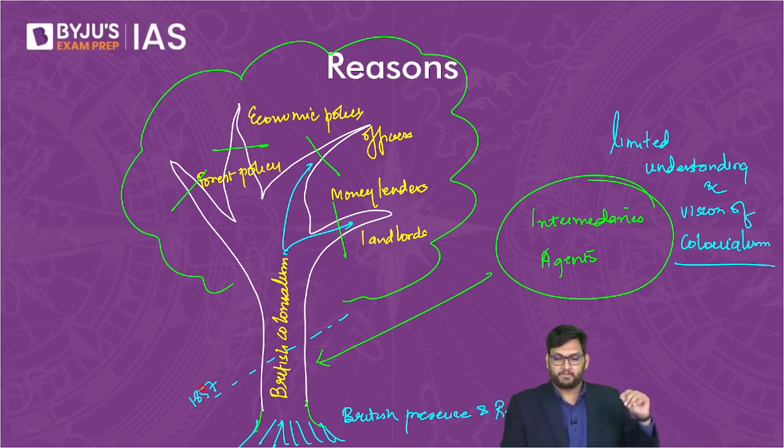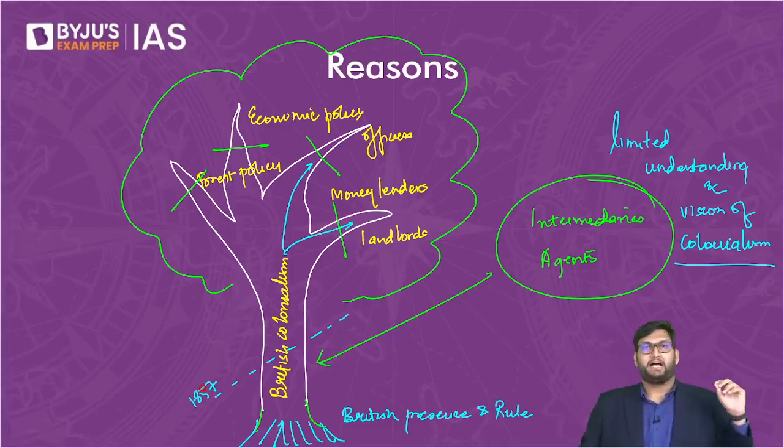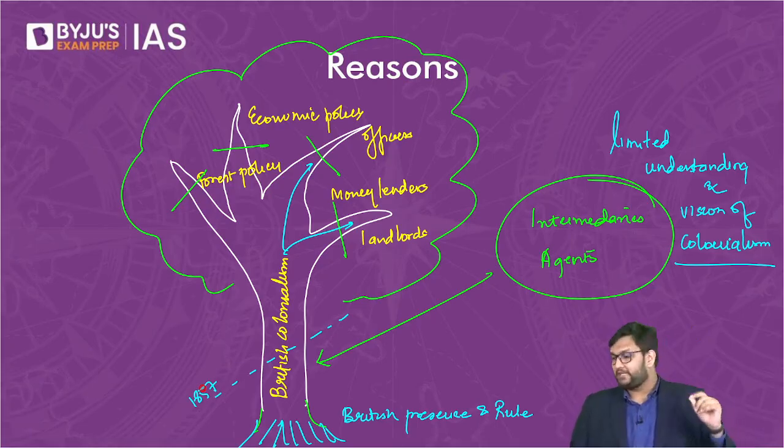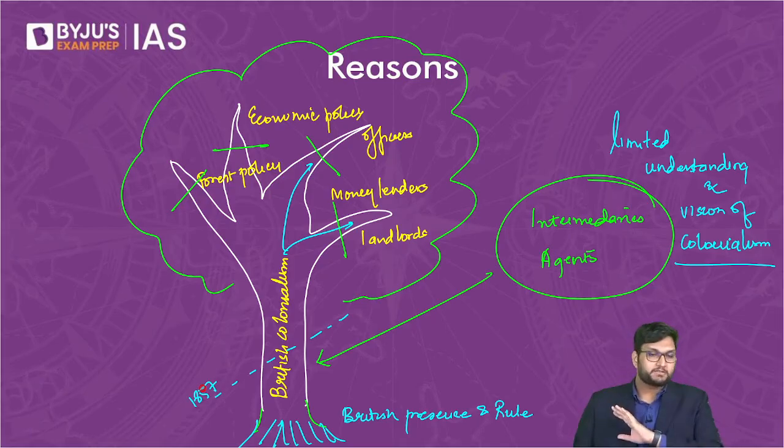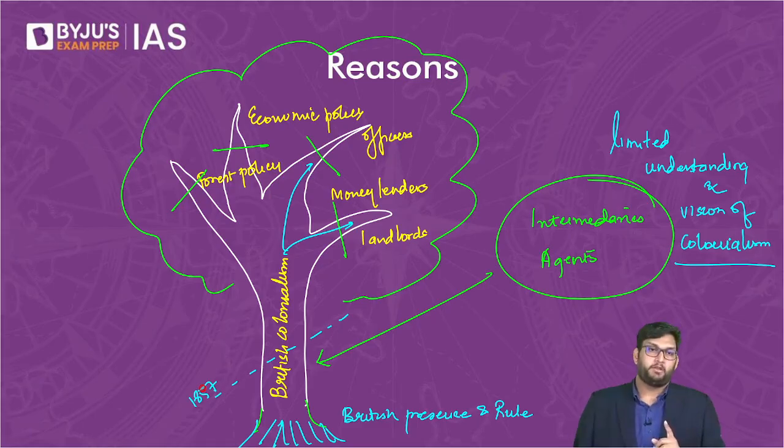Dadabhai Naoroji, G.V. Joshi, M.G. Ranade, and R.C. Dutt. Technically, these are called economic nationalists. They were the ones who were able to explain to us that this is the structure and this is how we are getting exploited. So it is not these smaller policies, it is rather the British which is the problem. And that is why their vision, their economic critique is going to become the base for our early nationalism.